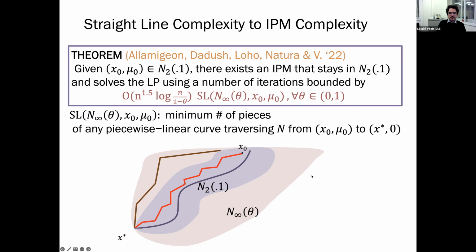Of course, if you would give me this piecewise linear curve here, that would make life very easy to design an interior point method which copies what the other one is doing. But the trick here is that we don't have access to the solution of this straight line complexity. So this is just an existential result: whatever might be the minimum there, we are going to match that. Maybe if there are some questions up to this point, it's a good time to stop a bit.